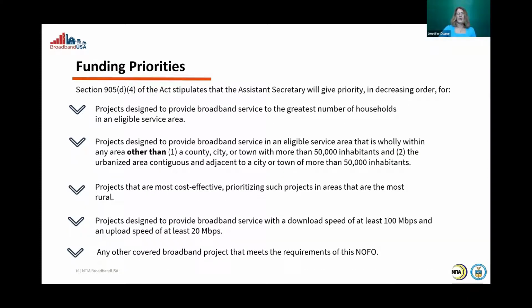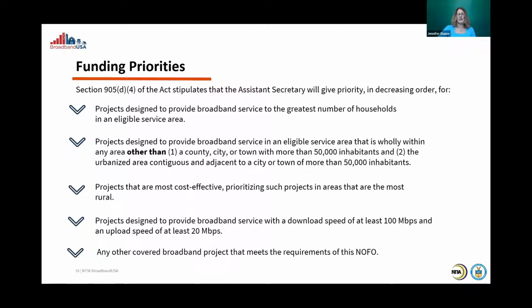The Act defines several funding priorities in decreasing order of importance. So the first priority is for projects designed to provide broadband service to the greatest number of households in an eligible service area. Now we'll be interpreting this priority as providing broadband service to the greatest number of unserved households in the eligible service area. The second priority is focused on providing broadband service in an eligible service area that is outside of a county, city, town, or urbanized area that's contiguous or adjacent to a city or town with more than 50,000 inhabitants. So essentially, we'll be prioritizing broadband service in more rural areas.